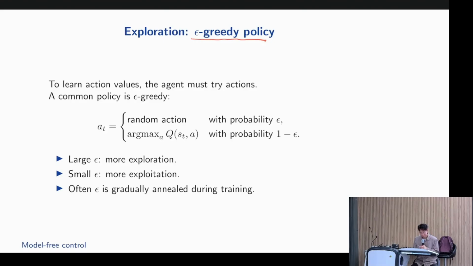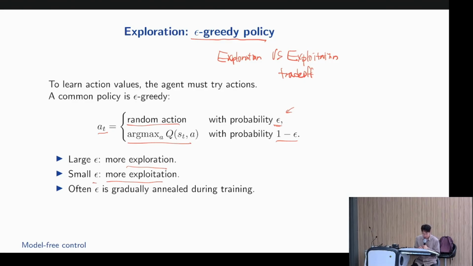I'll explain what it is first before intuition. So when we choose an action, with probability epsilon, we're going to select a random action. And with probability 1 minus epsilon, we're going to act greedy with respect to Q. So the larger epsilon is, the more exploration it encourages, and the smaller epsilon is, the more exploitation. So in RL, this is called the exploration versus exploitation trade-off.